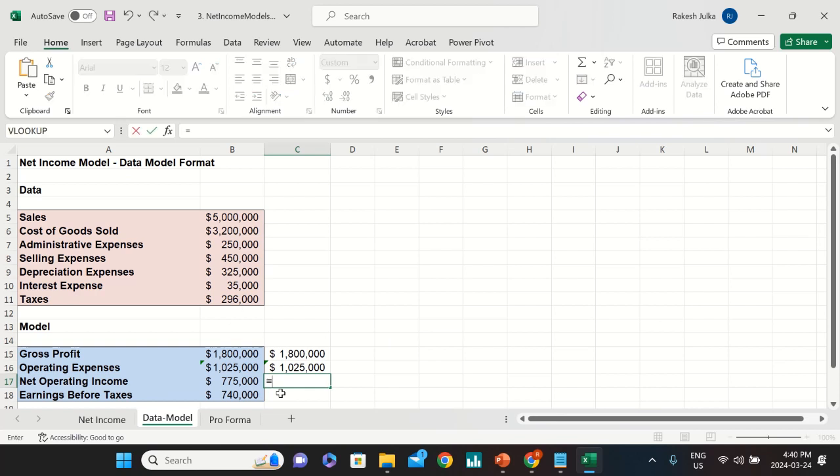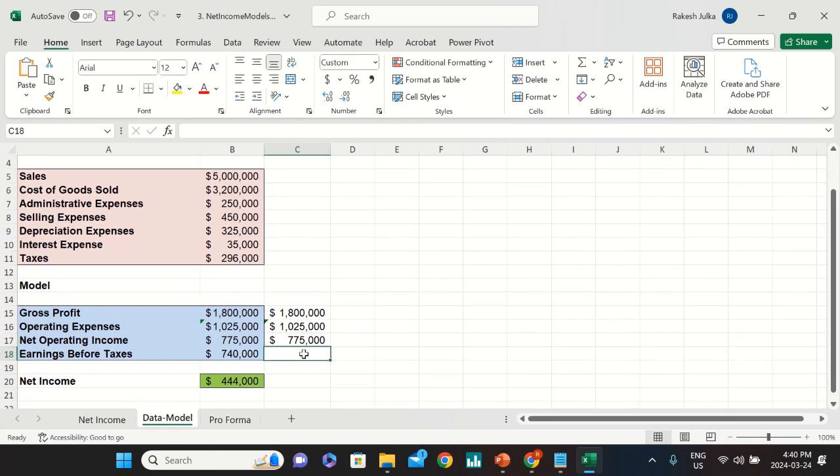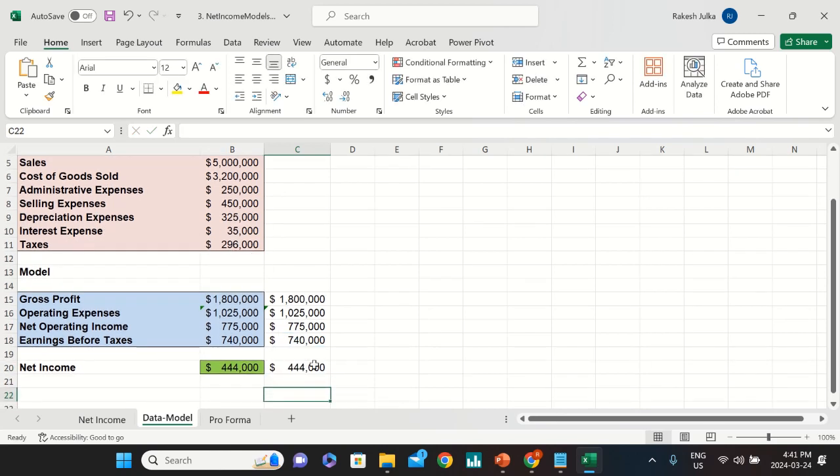Next we have net operating income. Net operating income means gross profit minus all the operating expenses. From the net operating income we can calculate the profit or earnings before taxes. It means whatever income we have from operations minus interest expenses will be earnings before taxes. Now we want to calculate the net profit. Whatever profit we have earned before taxes, minus the taxes on that, then next will be the $444,000 net profit we have earned.